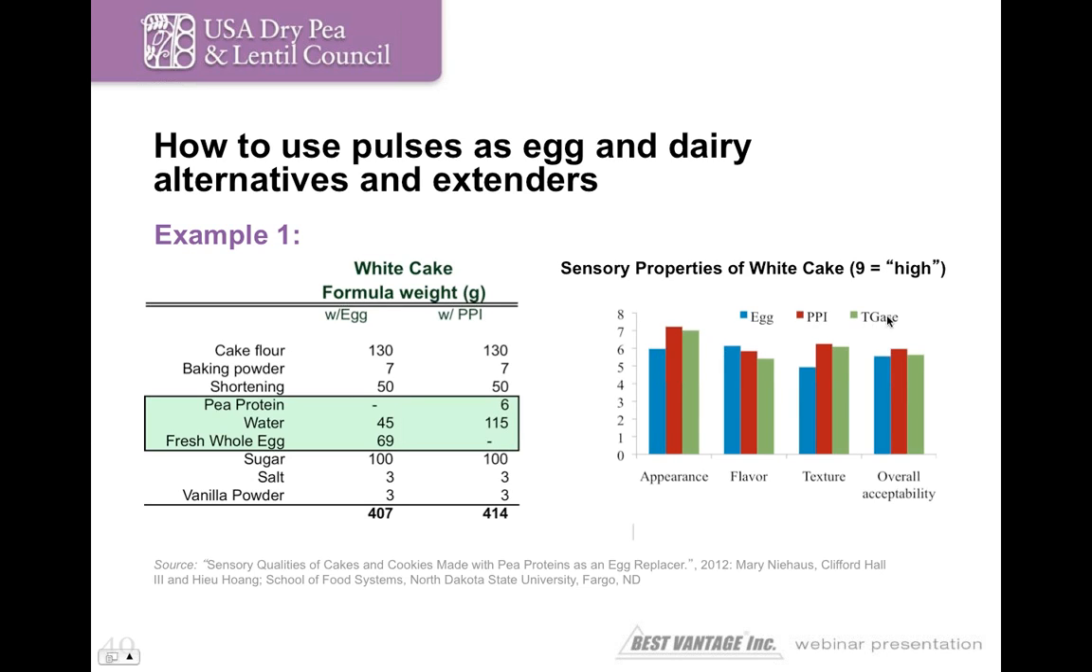Sensory properties of white cake that were so formulated, and please ignore the T gase. That is a separate evaluation that was done using transglutaminase. But if we look at the comparison of the different eggs in appearance, flavor, texture, and overall acceptability, we find that in the cases of overall acceptability and in appearance and texture, the product containing the pea protein isolate was actually favored.